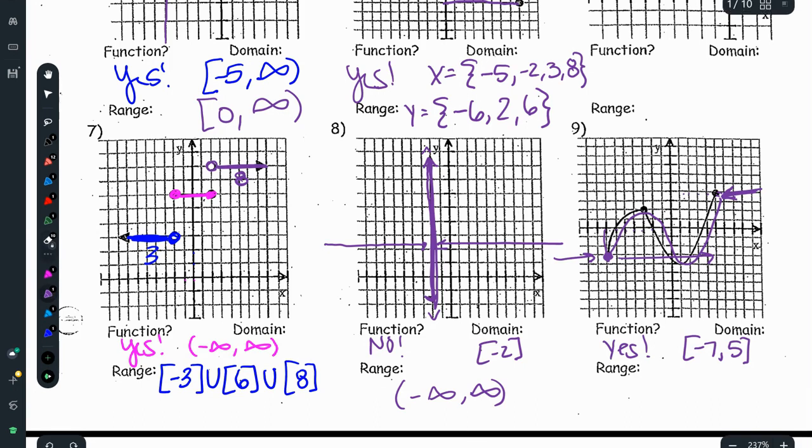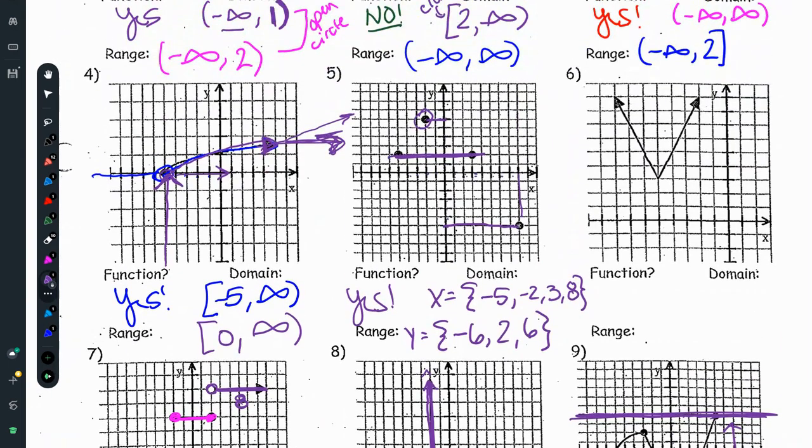For the range, same thing. We're going to go from the bottom to the top. So the bottom happens right here. So if we count 1, 2, 3, 4, that's at -4. The top happens right there, right? From the bottom to the top. So the top of the graph is right there. And if we count, that's 1, 2, 3, 4. So the range goes from -4 to 4.